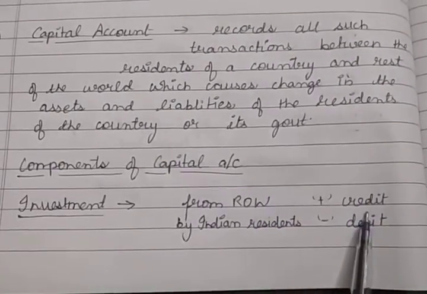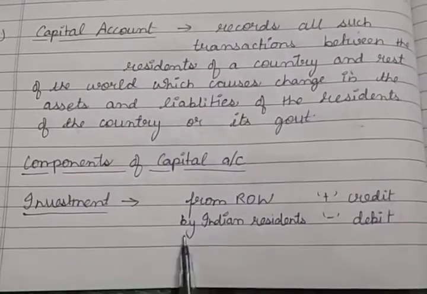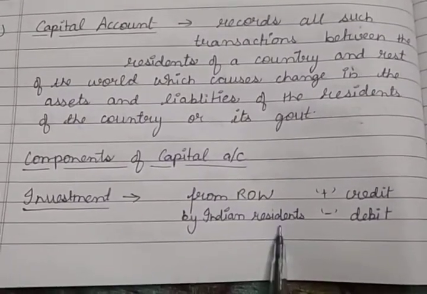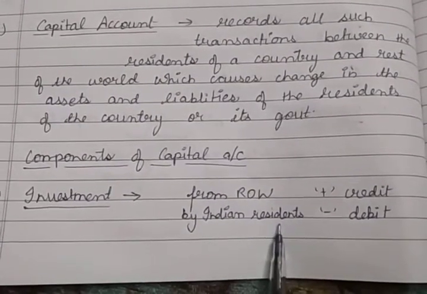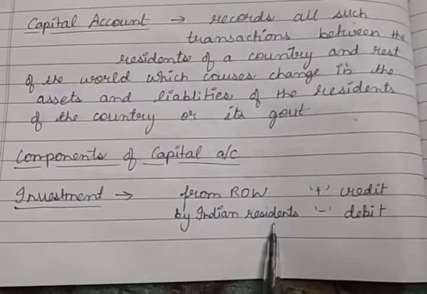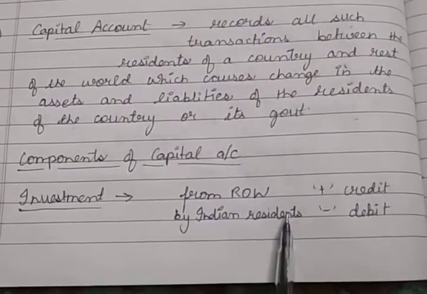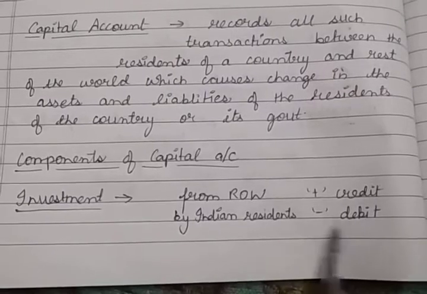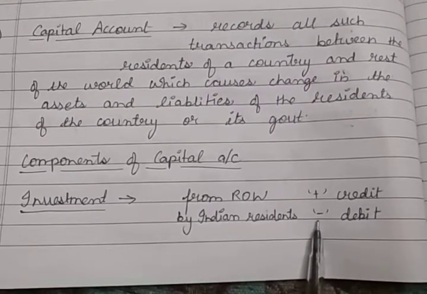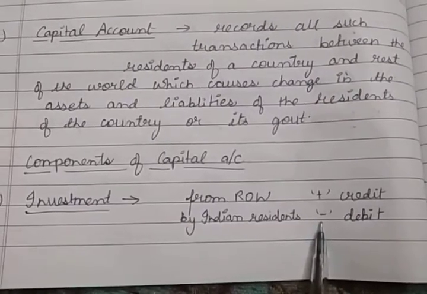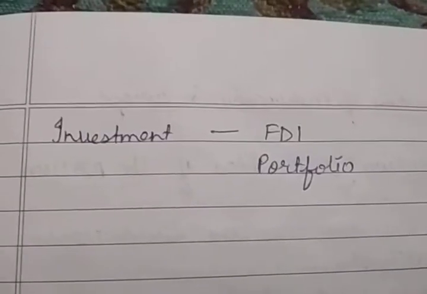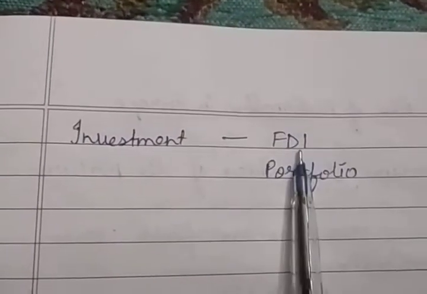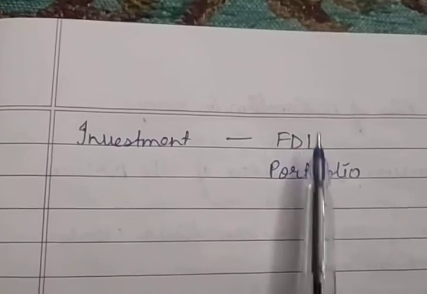a credit. And investment by the Indian residents, like in the shares of foreign companies, in real estate, or maybe in other things, is all recorded as a debit, negative, because it leads to outflow of foreign exchange. Now, investment may be direct or portfolio. So there are two types of investment.